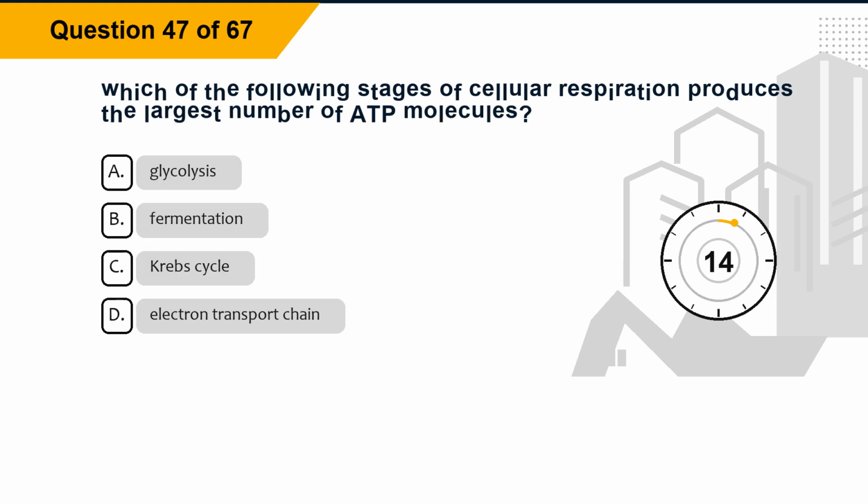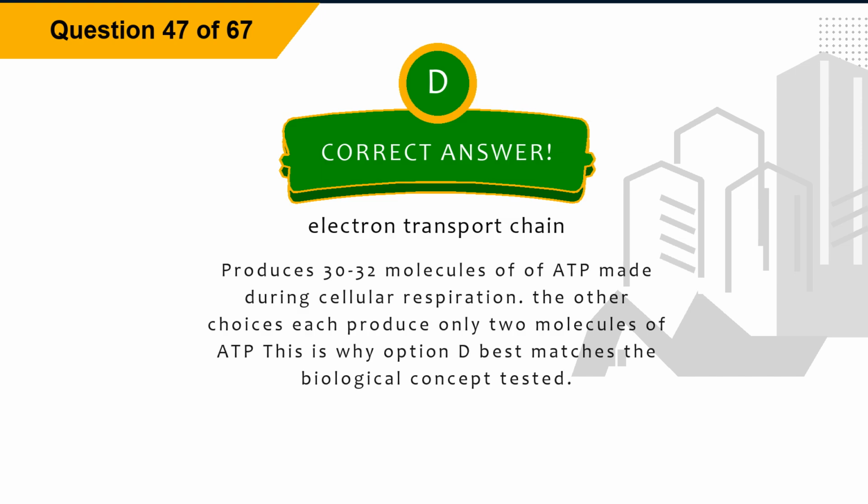Question 47. Which of the following stages of cellular respiration produces the largest number of ATP molecules? Option A. Glycolysis. Option B. Fermentation. Option C. Krebs cycle. Option D. Electron transport chain. The correct answer is option D. Electron transport chain. Explanation. It produces 30 to 32 molecules of ATP made during cellular respiration. The other choices each produce only 2 molecules of ATP. This is why option D best matches the biological concept tested.